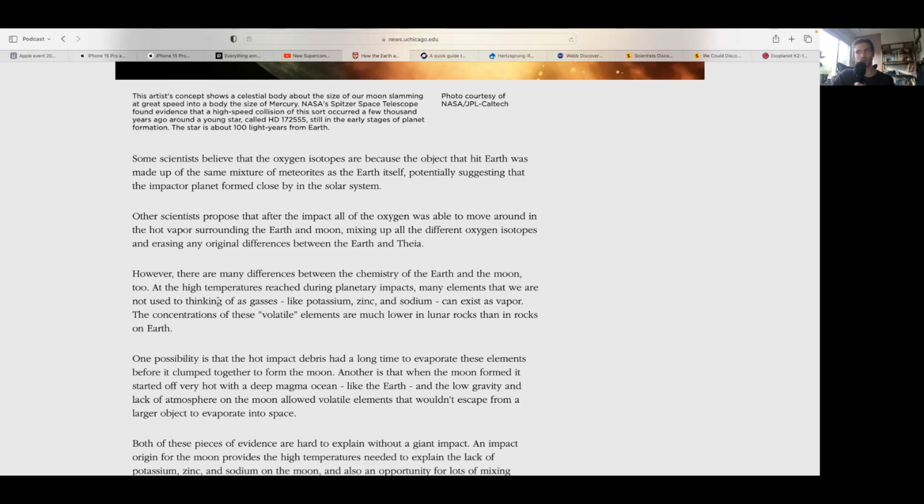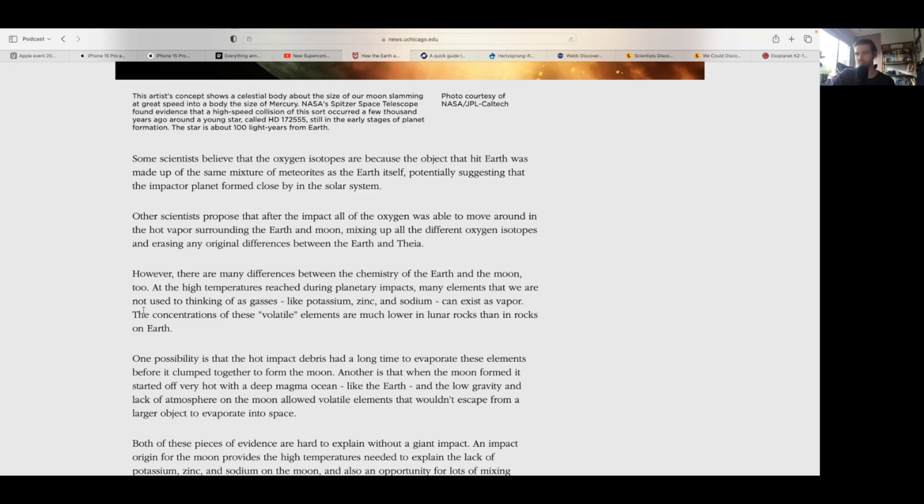However, there are differences between the chemistry of the Earth and moon. At the high temperatures reached during planetary impacts, many elements that we are not used to thinking of as gases, like potassium, zinc, and sodium, can exist as vapor. You heat something up enough, it's going to change.